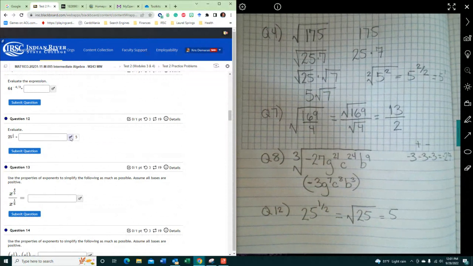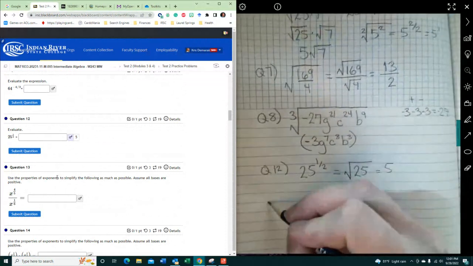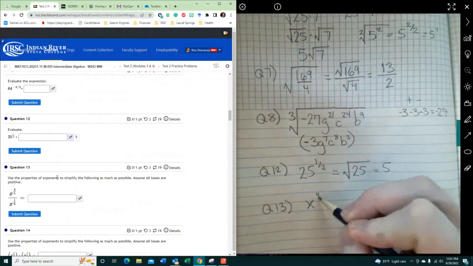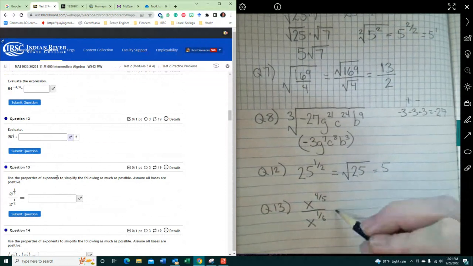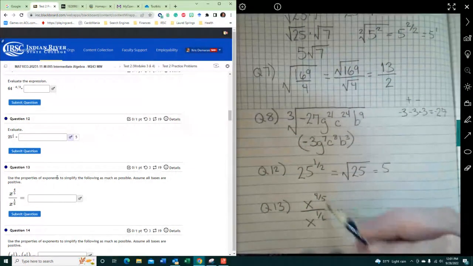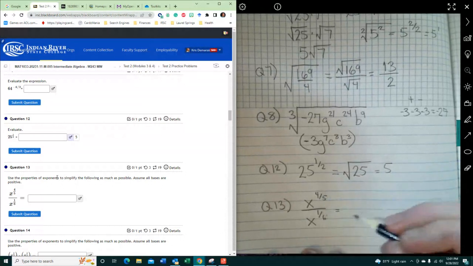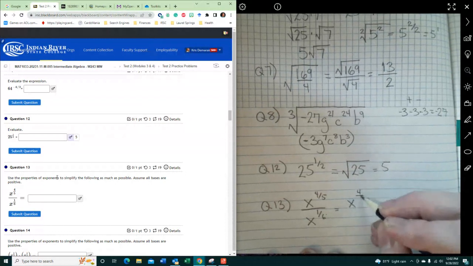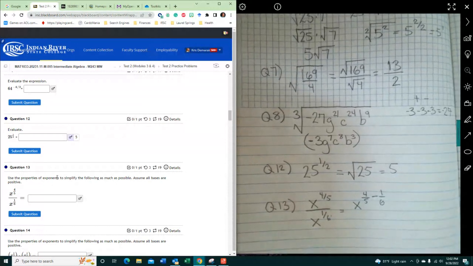All right. 13. Now, the way this works is they want to use the property of exponents. So whenever you're dividing, you subtract this from this. Now, 4/5 is larger than 1/6, by the way. That's important to recognize. Now, what we want to do is bring this to the top, and when we do, we subtract it from the 4/5.